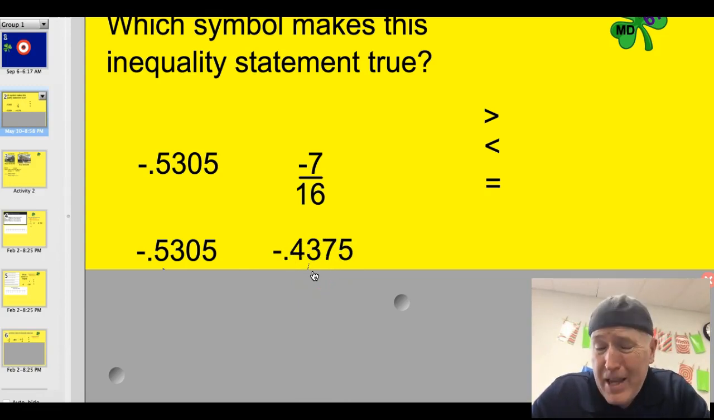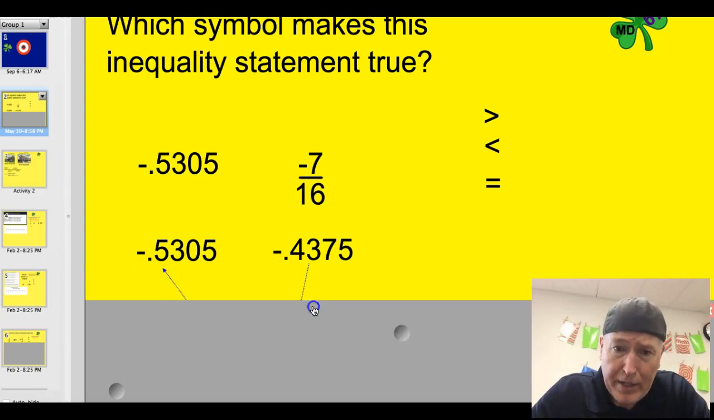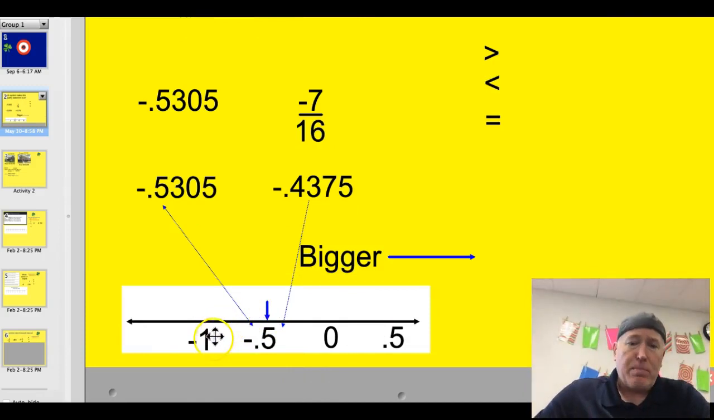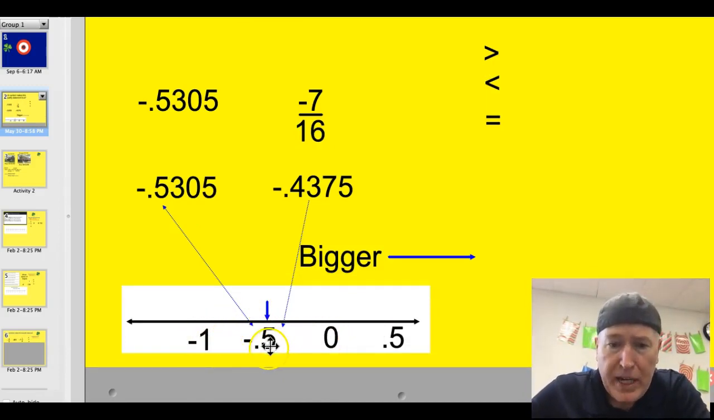Then I have to think about these being negative numbers, and so the rules are a little bit different. My next step, after I make them into decimals, is to put them on a number line. It's nothing fancy, I just made this number line. I got 0, negative 0.5 or negative 1/2, a positive half, and negative 1 over here. Negative 0.4375 is going to come right here before negative 0.5. It's a little bit less than negative 0.5.